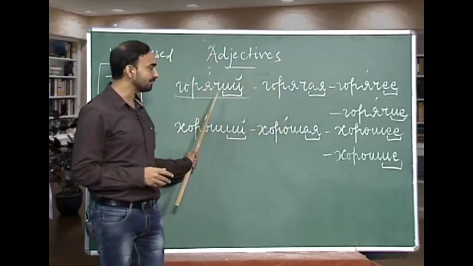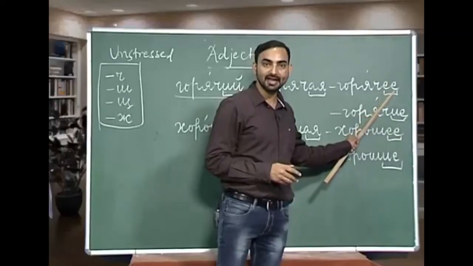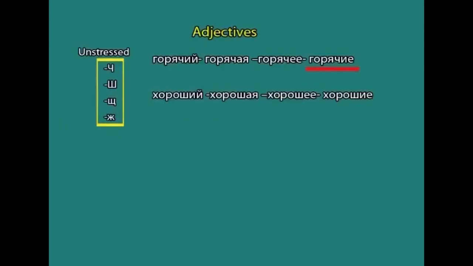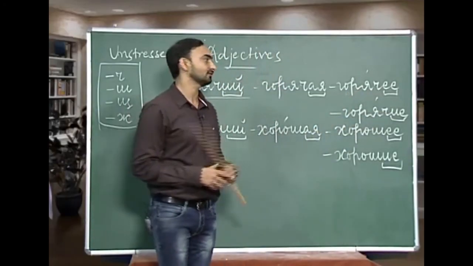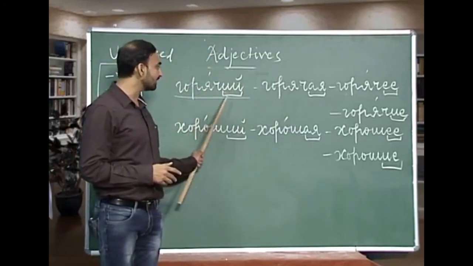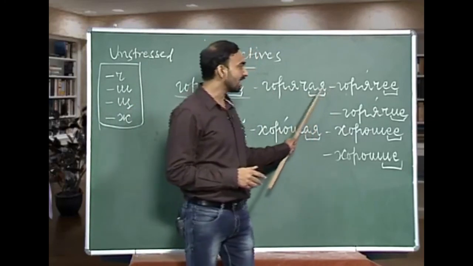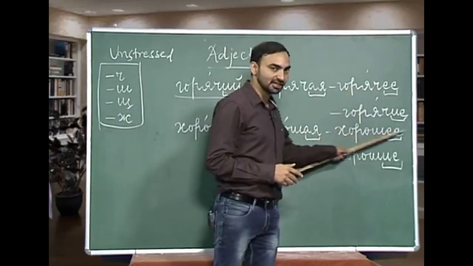So, garyachi becomes garyachaya. If the noun is feminine, it becomes garyache, and you have to remember that here double ye is there, garyache and garyachie. So, you have to remember the spellings. Garyachi, with unstressed ending becomes garyachaya, garyache and garyachie.